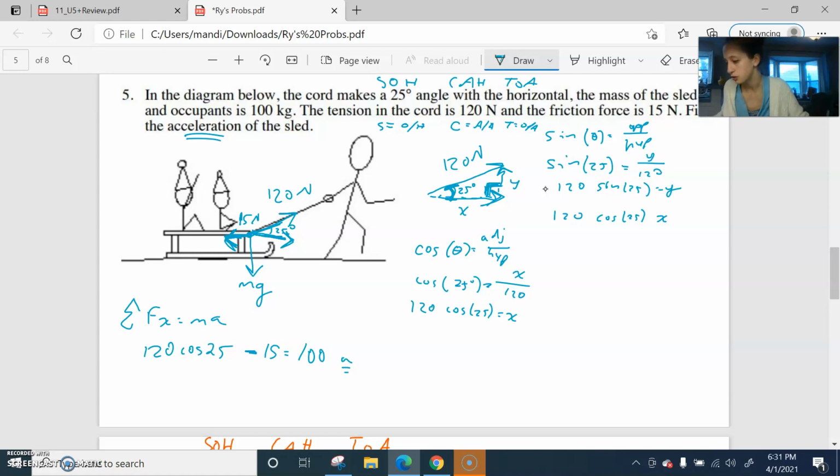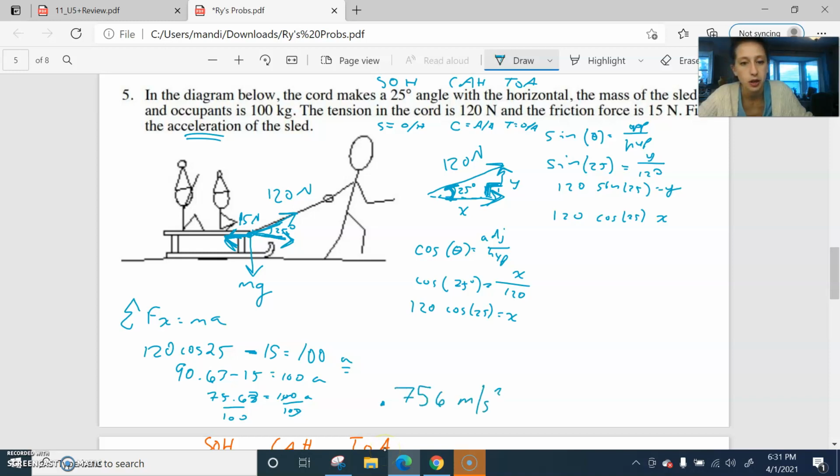So 120 times the cosine of 25 is apparently 90.63, minus 15 equals 100a. 90.63 minus 15 is 75.63. I want to get a by itself, and right now it's being multiplied by 100, so I'm going to divide both sides by 100, so that'll cancel out. That's the whole point of it. So that number divided by 100 ends up being 0.756 meters per second squared is our acceleration. There we go.